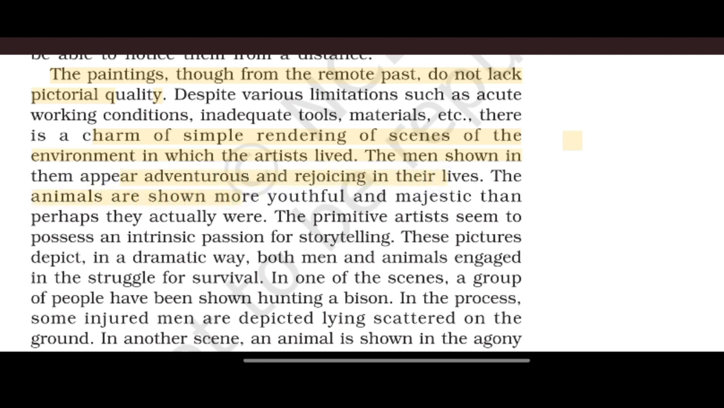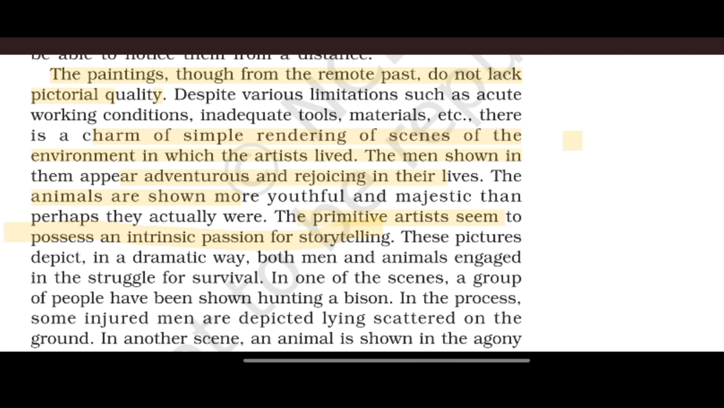Here men are represented as so adventurous. The animals are shown more youthful and majestic than perhaps they actually were. The primitive artists seem to possess an intrinsic passion for storytelling. This line is telling the entire story of the prehistoric age.